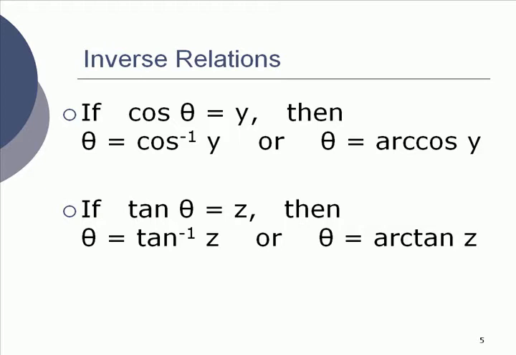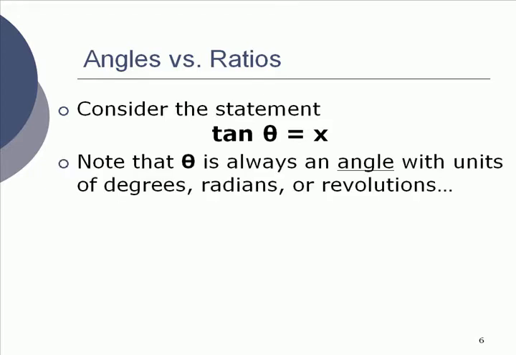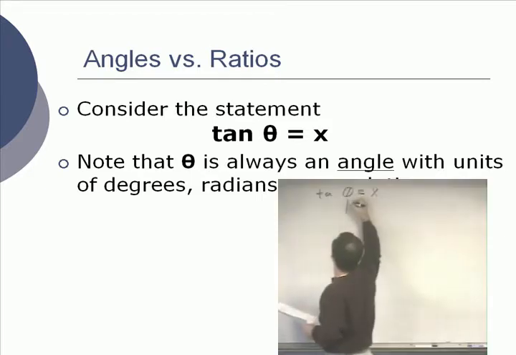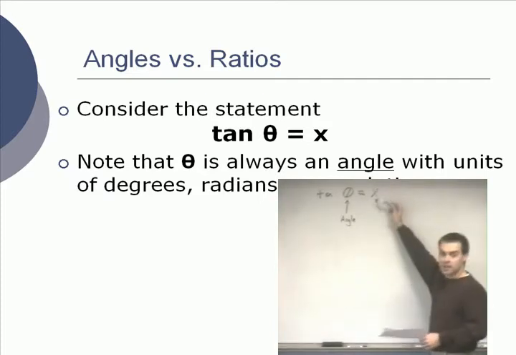But this is the point that I was just making a minute ago. Take this statement. Again, this is still notation. We'll get to some triangles in a minute. But suppose we know that the tangent of theta is equal to x. Note that theta is always an angle. It could be in degrees, it could be radians, it could be revolutions, but theta is always an angle. Whereas x is always the decimal equivalent of the opposite divided by the adjacent.